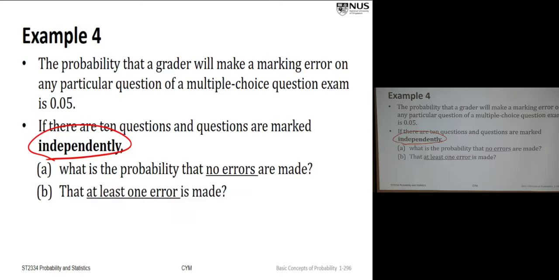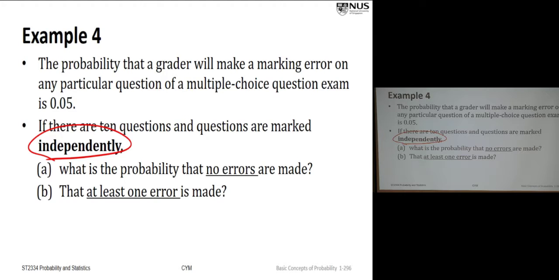All right. Then at least one error is made. Now, if you pay attention to these two events, the first one, you have 10 questions. So what are the possible numbers of errors? You mark all correct, 0 errors. You mark out of 10 questions, maybe 1 mistake, so 1 error. You can have all 10 wrong. So that means no error, 1 error, 2 errors, up to 10 errors. All right, the number of errors.